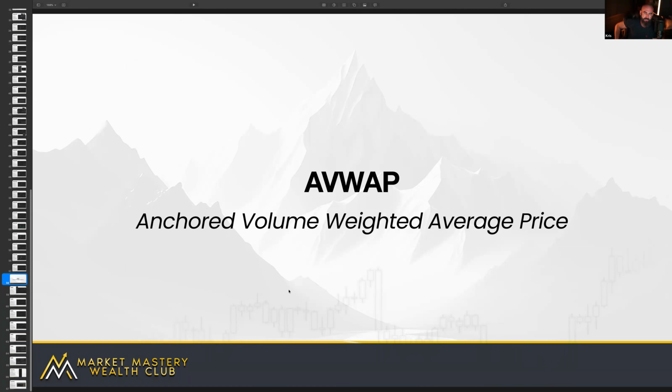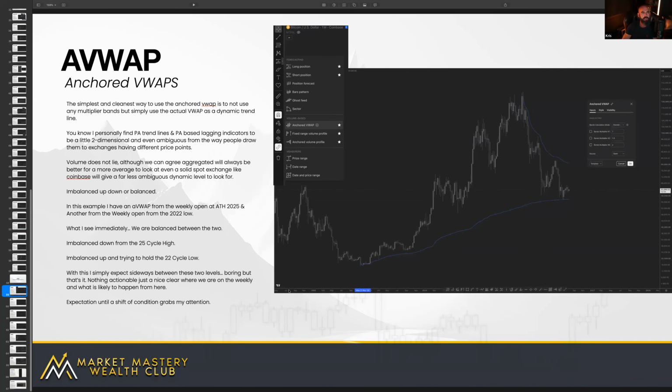Anchored volume weighted average price. Okay. So the simplest and cleanest way to use the anchored VWAP is not to use any multiplier bands, but simply use the actual VWAP as a dynamic trend line. Okay, so here are my settings. I don't have any multipliers on. The multipliers are like the LTVW, the fat bands, the standard deviation 1 and 2 that create the band off the line. We're just using the VWAP with this.